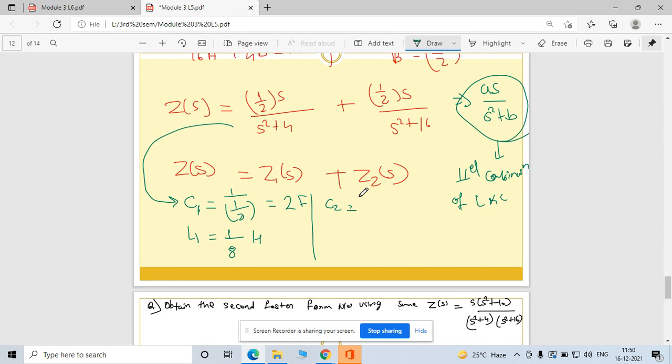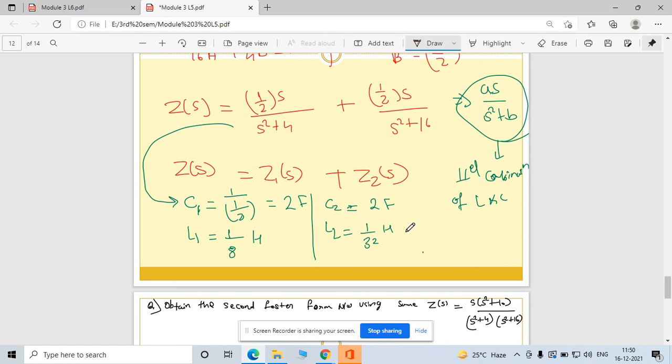What are the values of these? C2 is 1 by a, and this is the same, so it is 2 farad. And for L2, the value is 1 by 2 into 16, that is 1 by 32. So 1 by 32 Henry. And what is the equivalent circuit for this?